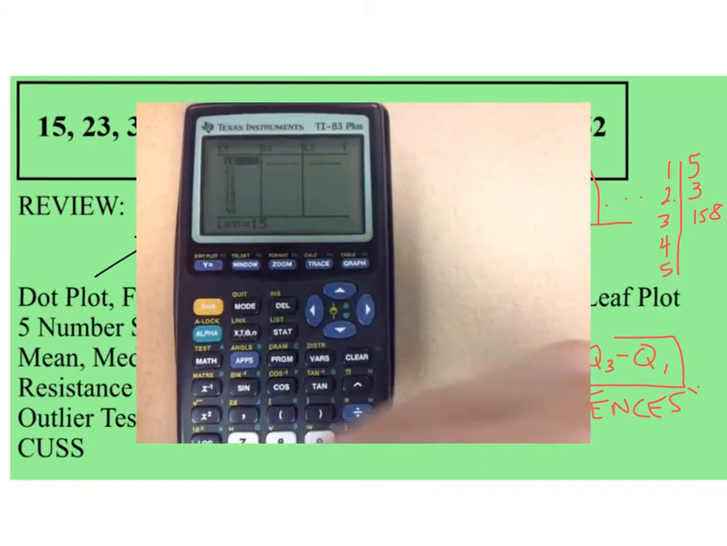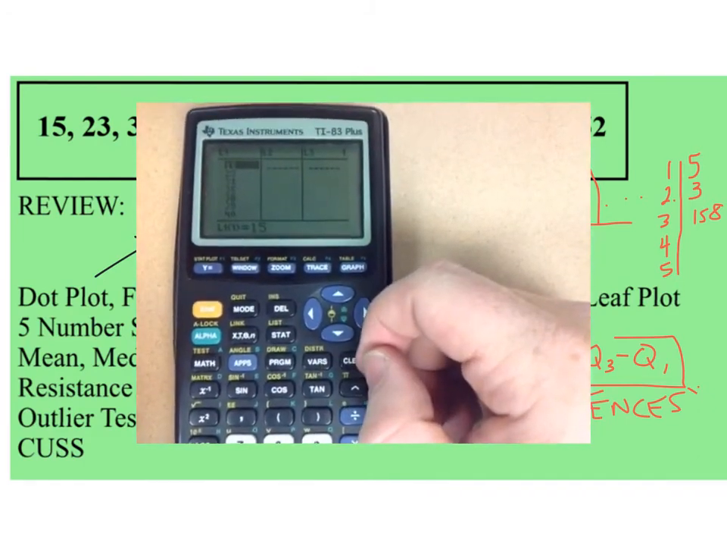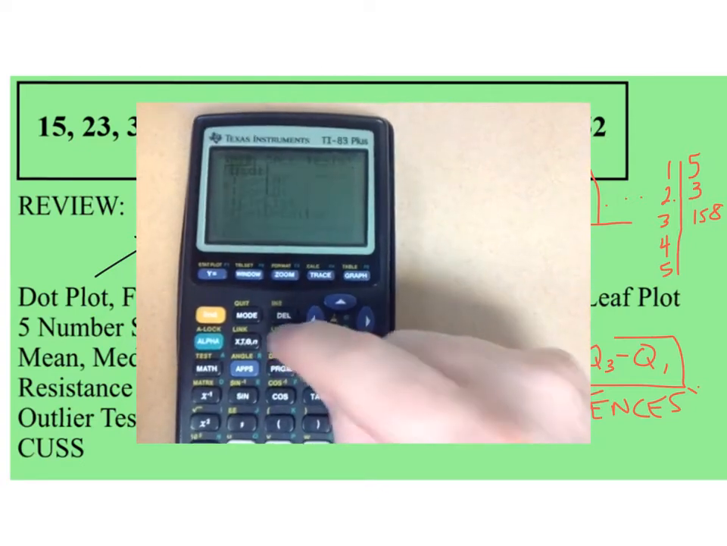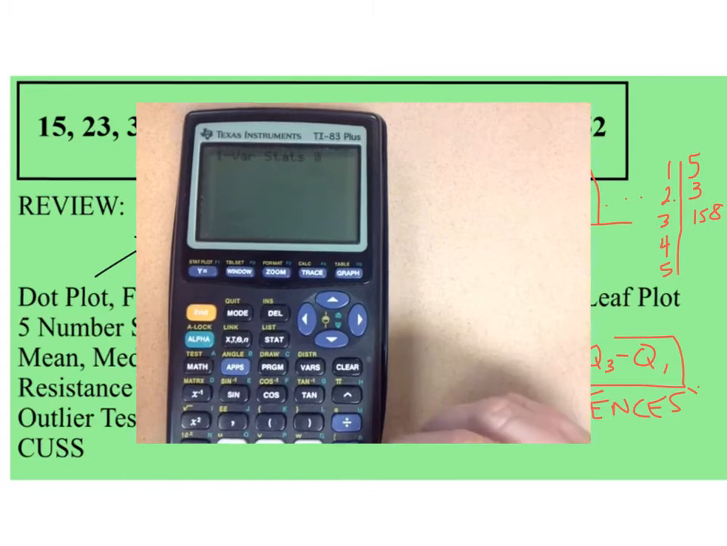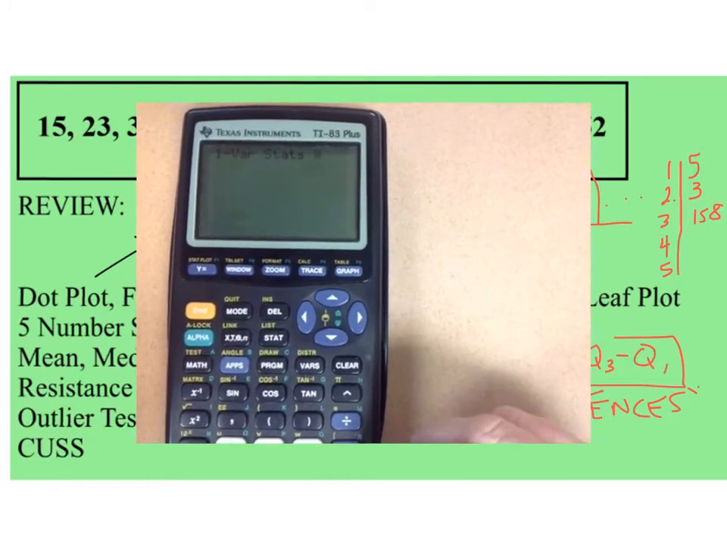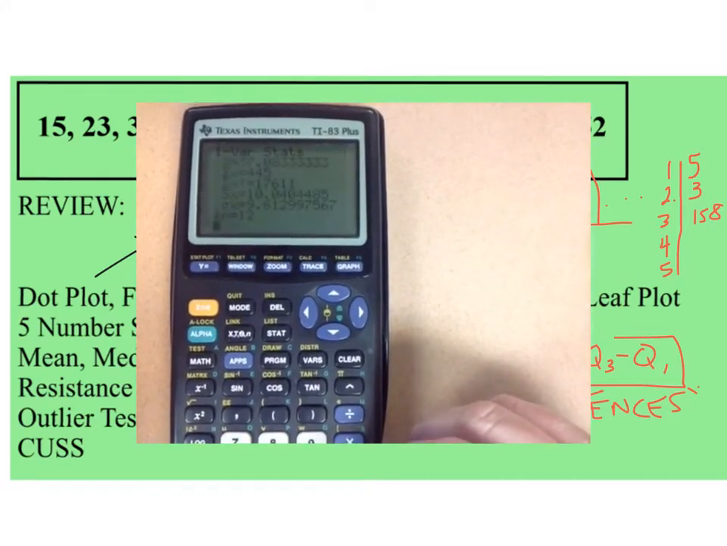So the first thing you should do is put your data in list 1 using the stat edit. Now you go to stat calc, and you choose one variable stats. And if you need to tell it a different list, you could. All my data was in list 1, so I hit it.